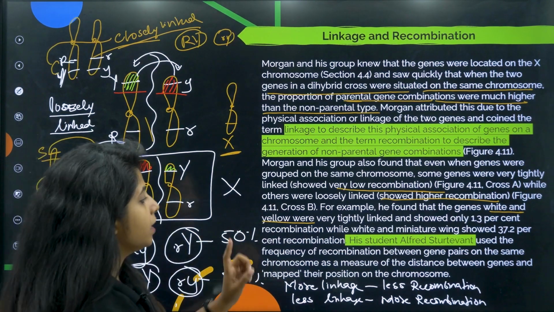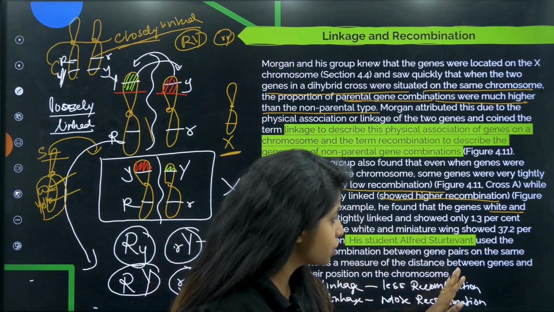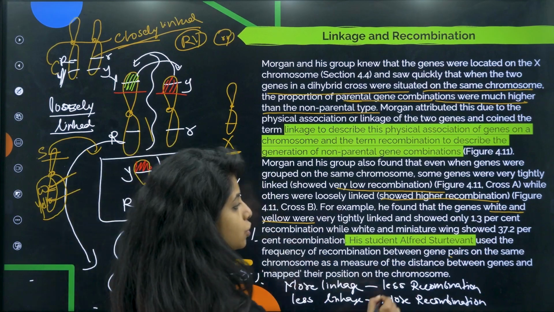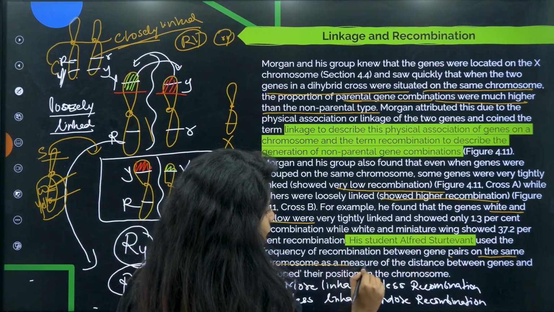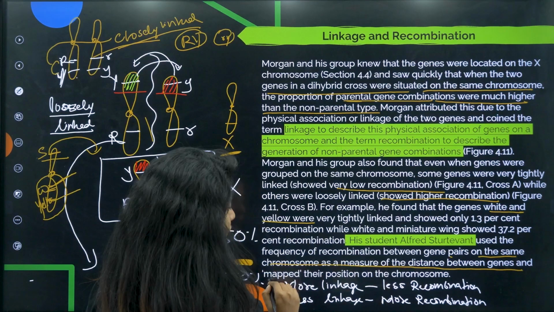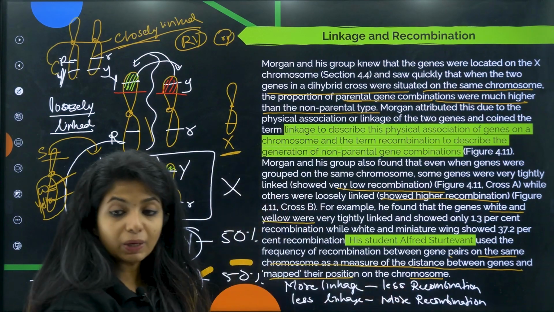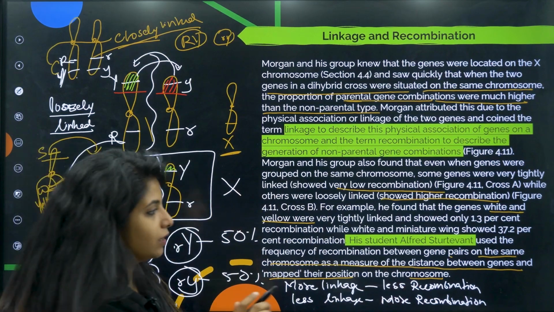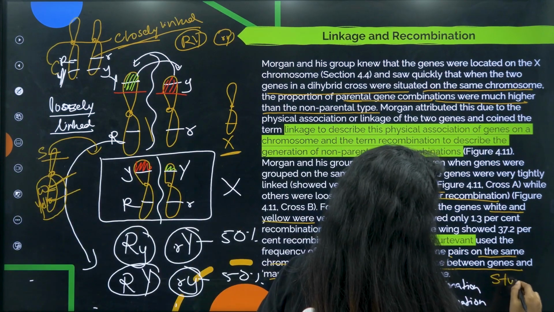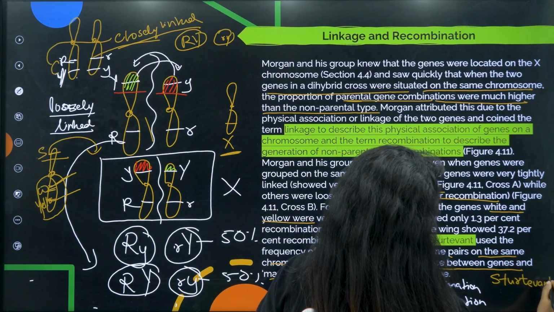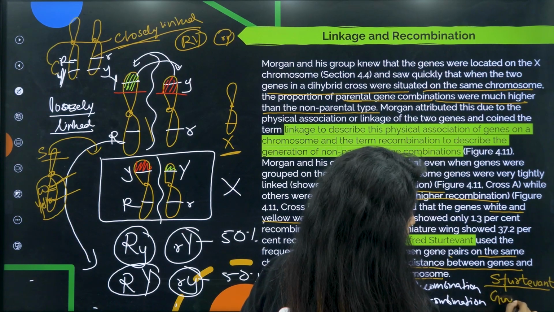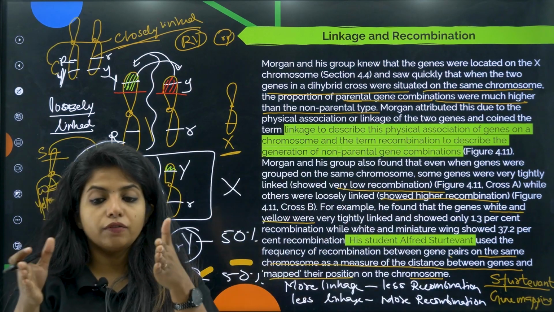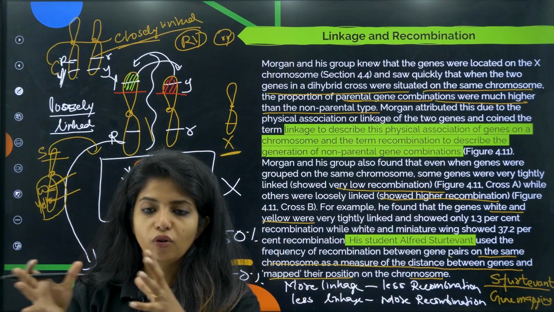Okay. And then his student Alfred Sturtevant used the frequency of recombination between gene pairs on the same chromosome as a measure of distance between the genes and mapped their position on the chromosome. Please remember his name, Alfred Sturtevant, and he was responsible for gene mapping. He was responsible for saying that, okay, if the linkage is this much, then recombination would be more or less, things like that.